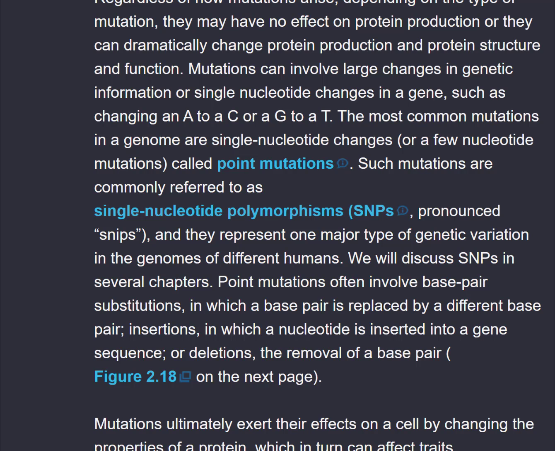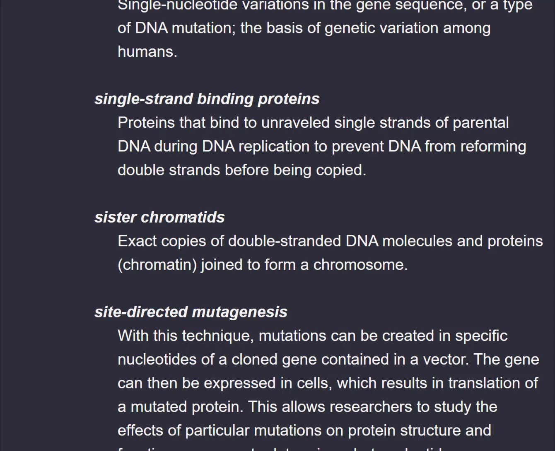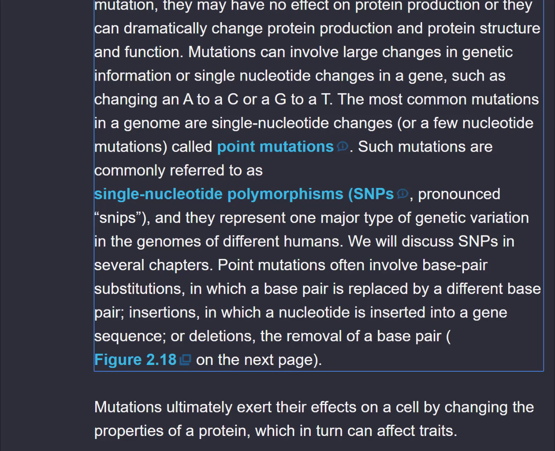Next is single nucleotide polymorphisms, or SNPs. SNPs, single nucleotide polymorphisms, are single nucleotide variations in the gene sequence, or a type of DNA mutation, the basis of genetic variation among humans.